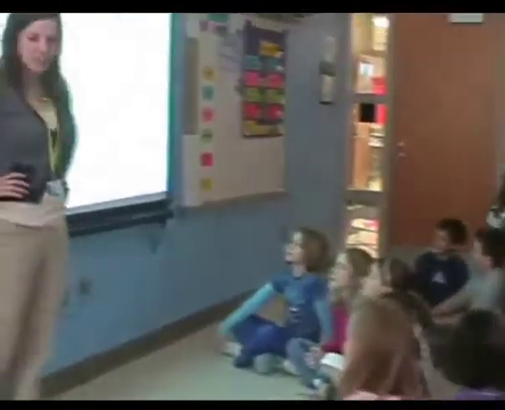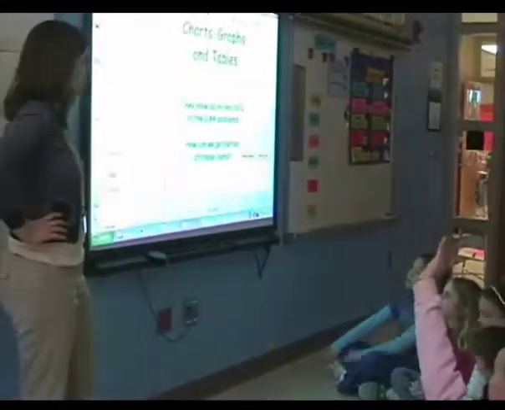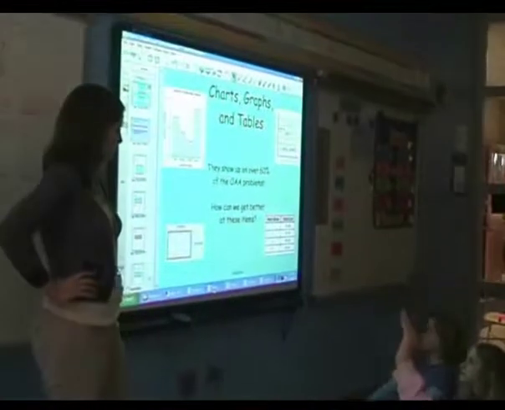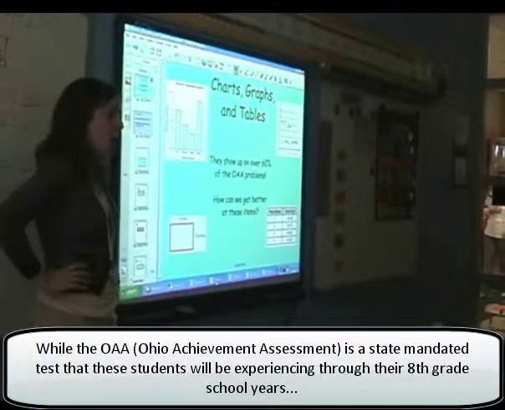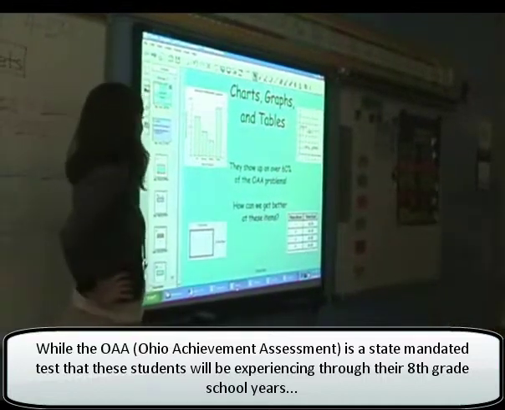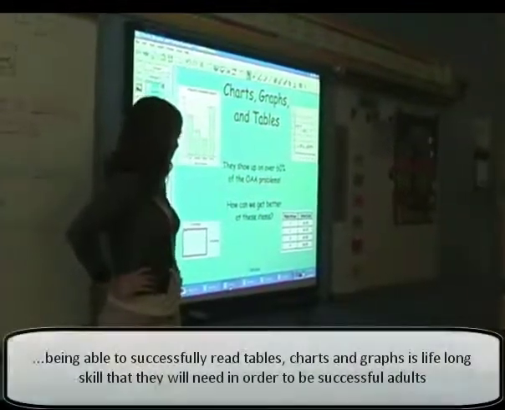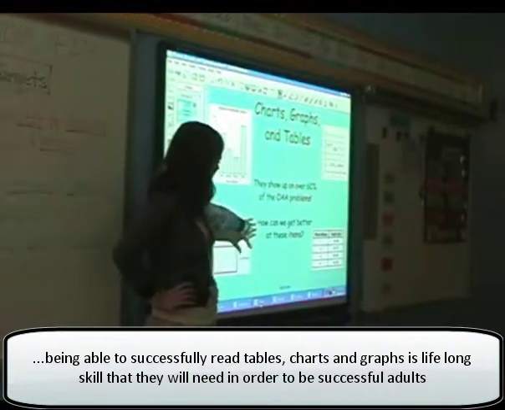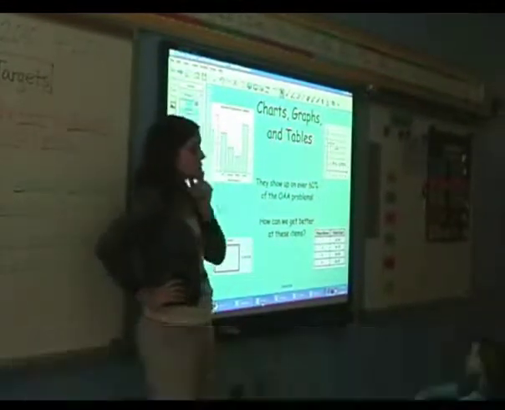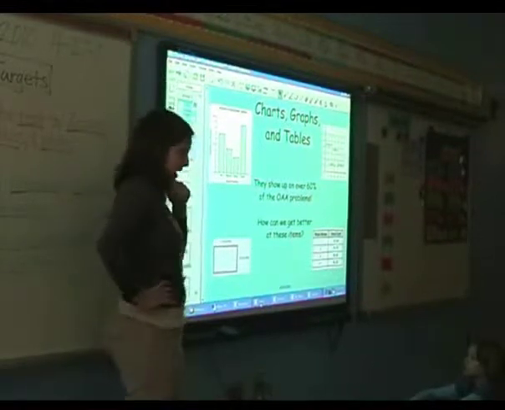What percentage of the OAA problems have charts, graphs, and tables? About what percentage? Delaney? 60. About 60%. If we can get really successful at these problems, I know that you'll do well on the OAAs. So the question is, how can we get better at items that have charts, graphs, and tables?